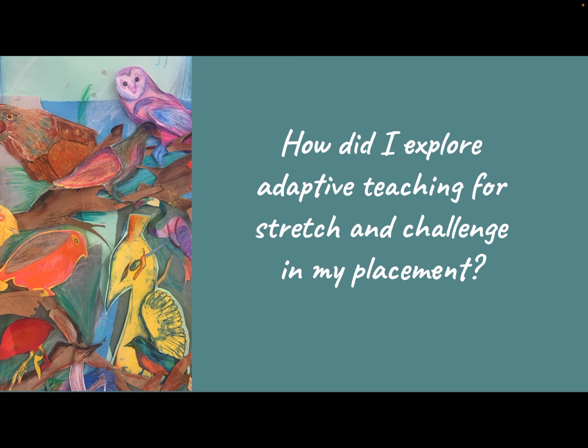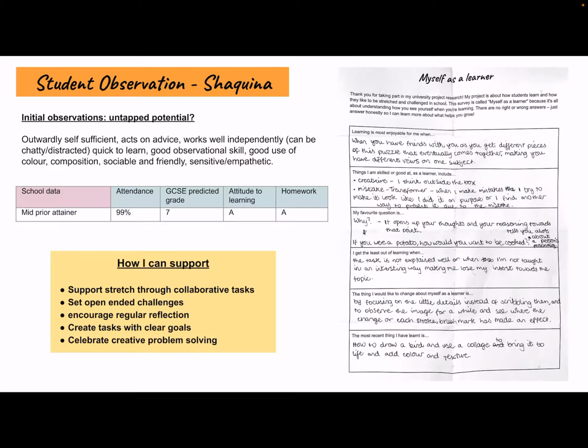How did I explore adaptive teaching in my placement? So I selected 2 students who'd already shown creative spark in previous lessons, but I could see room for improvement there. I've got the first one, which is Shakina, and some untapped potential there. I did also refer to David George's book for this table on the right, Myself as a Learner, like a checklist for signs of untapped potential, which was really useful.